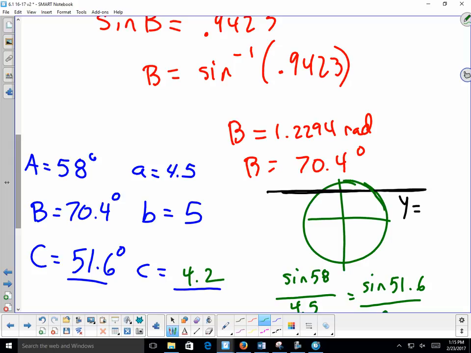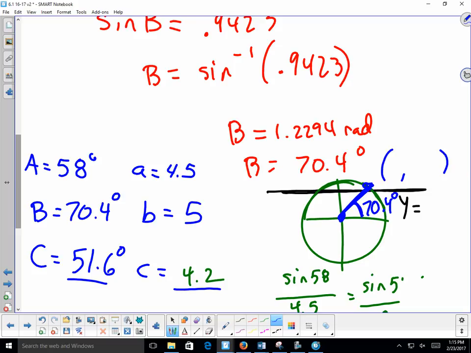Anyway, we found one angle here, this angle that measures 70.4 degrees. Is that the only angle that has a y coordinate of 0.9423? I don't know what the x is, but I know that the y is 0.9423. Is there another angle that has a y coordinate of 0.9423? Augie?